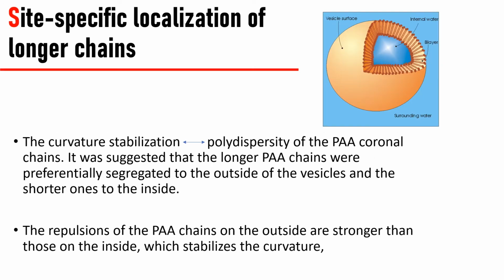All block copolymers have a certain polydispersity because of the synthetic process. It turns out that the longer chains were preferentially segregated to the outside of the vesicles and the shorter ones to the inside. The repulsions of the polyacrylic acid chains on the outside are stronger than those on the inside, which stabilizes the curvatures.